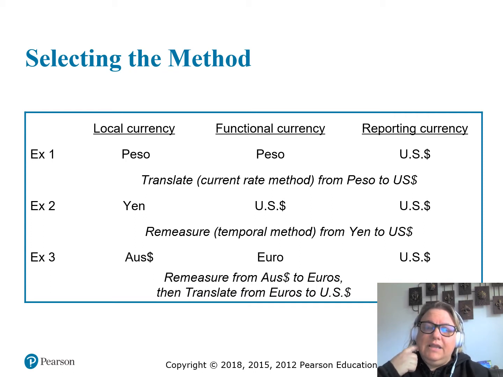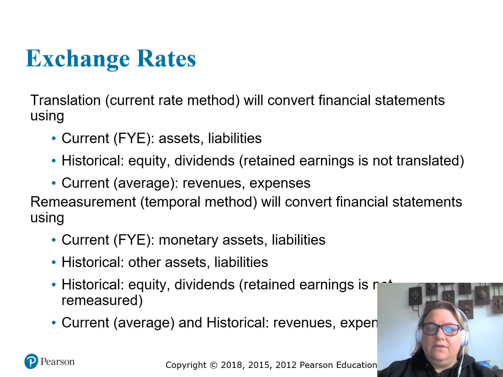All right, in example two, we had a situation where our local was the yen, but we were using US dollars, so our reporting is US dollars. And then the third one is the Australian. We're using the euros, and then we're going to measure to US dollars. And here, you're going to have to remeasure it to euros, translate it from euros to US dollars. All right, and then with the yen, the Japanese, you're going to have to remeasure it from yen to US dollars. And then the very first one with the peso, all we do is translate the peso to US dollars. So these are the three different scenarios.